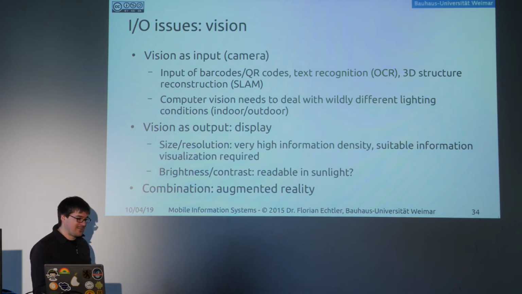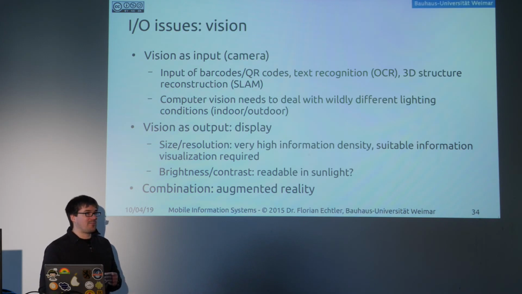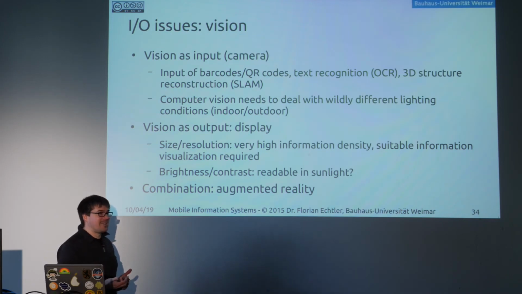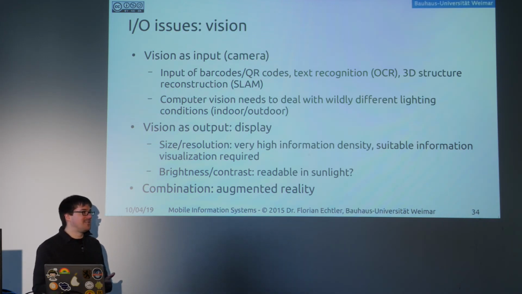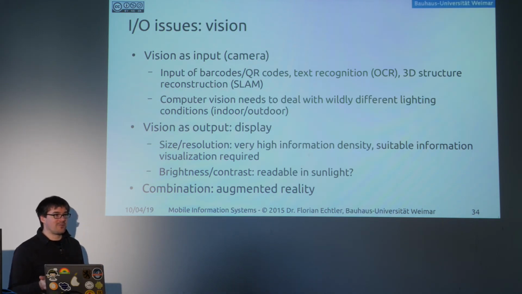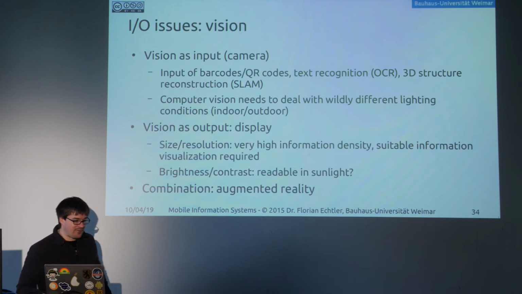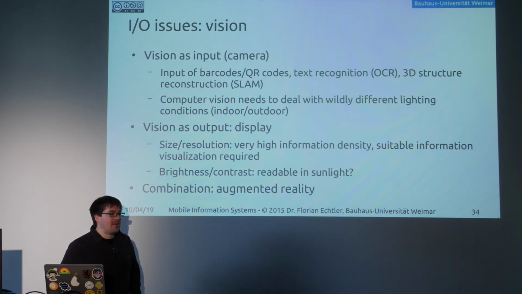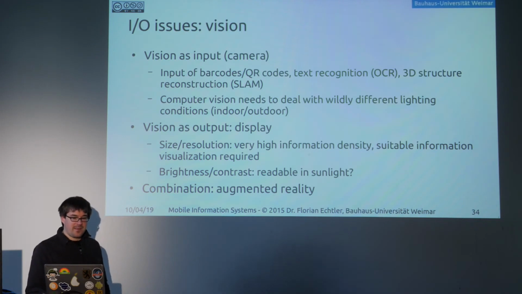So do I want my display to actually be able to be still readable in sunlight? Then I, of course, need a very high maximum brightness. And if I have the same brightness setting and I'm reading at night, then it would probably hurt my eyes. So I need some kind of adjustable brightness sensor, also something most devices have.